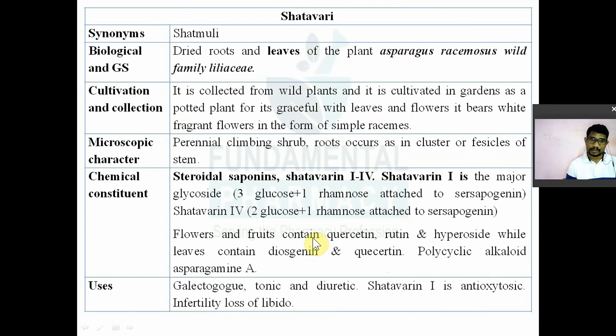Cultivation and collection: it is mostly cultivated as a wild plant, and it is also cultivated in gardens as a potted ornamental plant for its graceful leaves and flowers. It bears white fragrant flowers in the form of simple racemes.